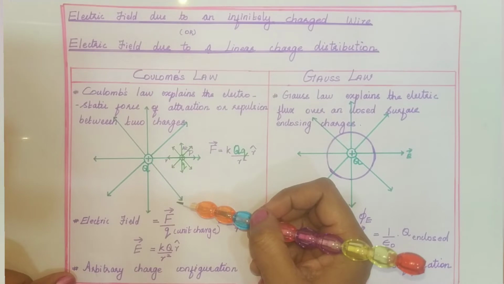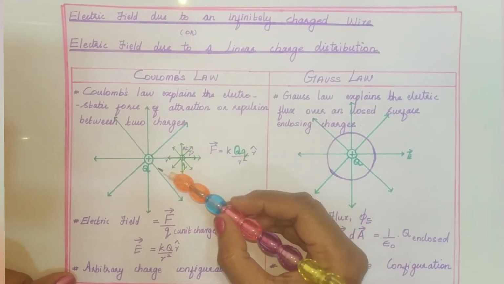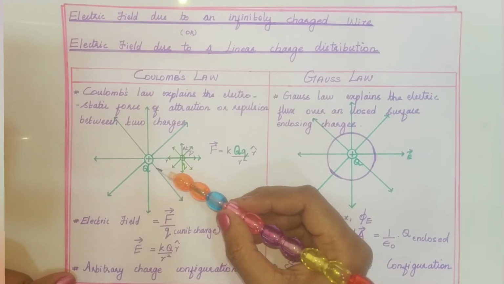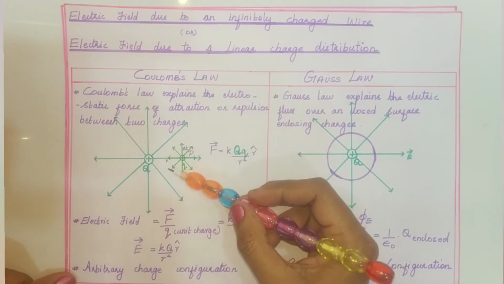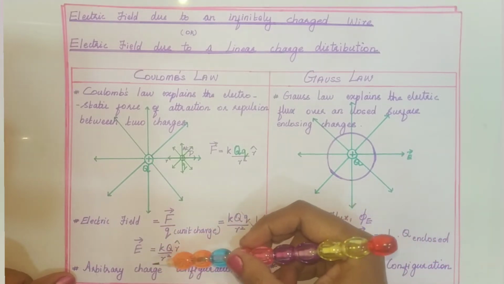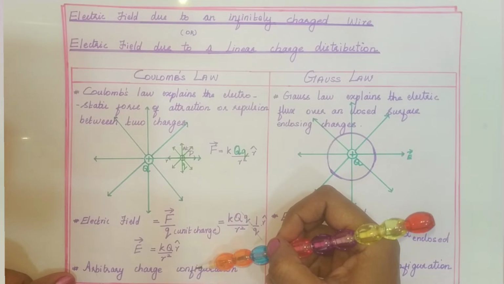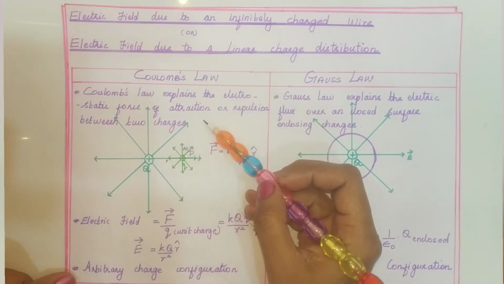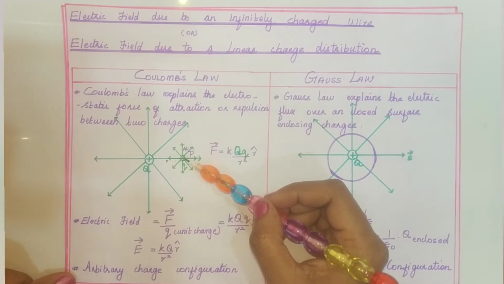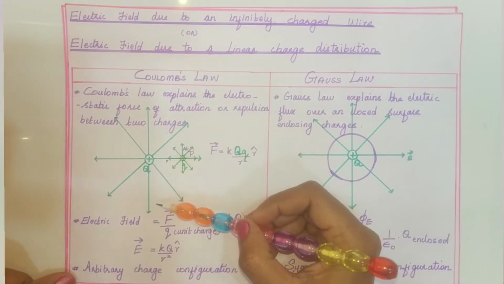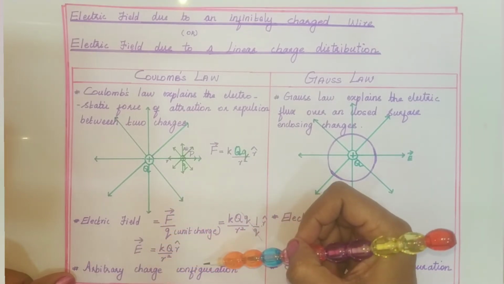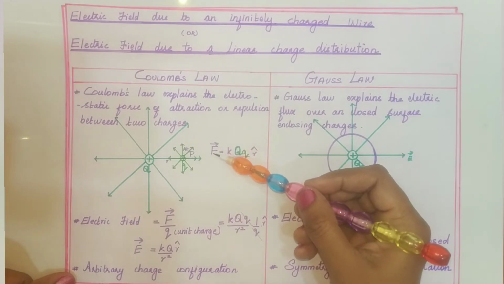Here the Coulomb's law explains the attraction or repulsion between two charges, and Coulomb's law can be applied to any arbitrary charge configuration. Whatever may be the charge configuration, we can apply Coulomb's law to find the electrostatic force of attraction or repulsion between the two charges. That is, we can find the electric field for any arbitrary charge configuration using Coulomb's law.